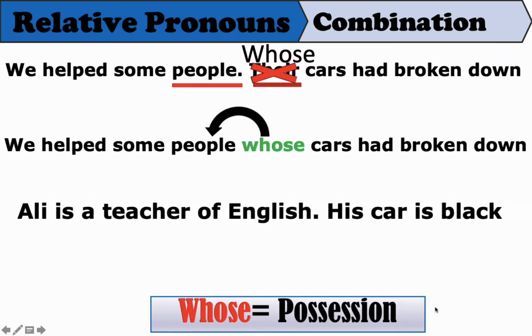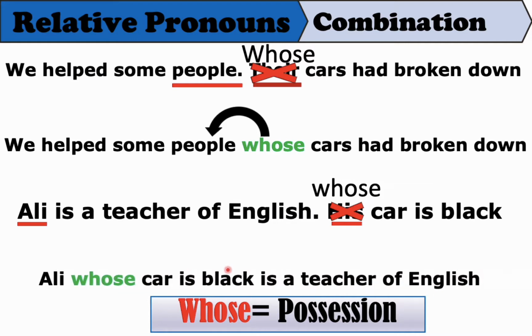We have: Ali is a teacher of English. His car is black. So what is repeated? Good. Ali and his. And what is his? Very good. It's a possessive adjective. So if we have a possessive adjective, what do we use? Whose. So we are going to delete his and replace it with whose. Very good. So the answer is: Ali, whose car is black, is a teacher of English.